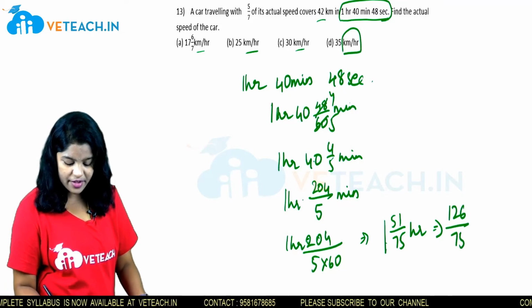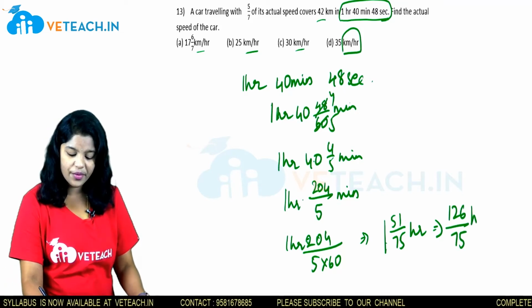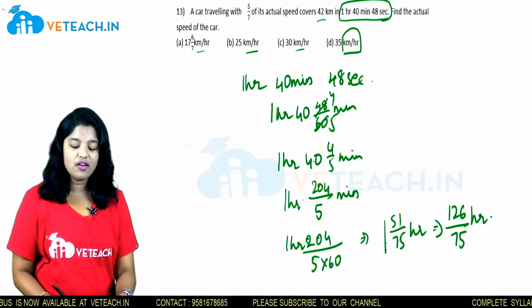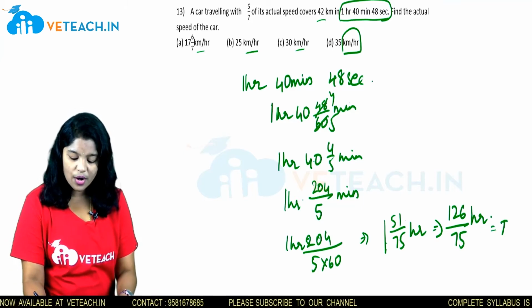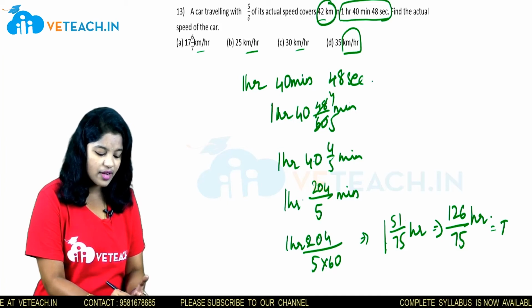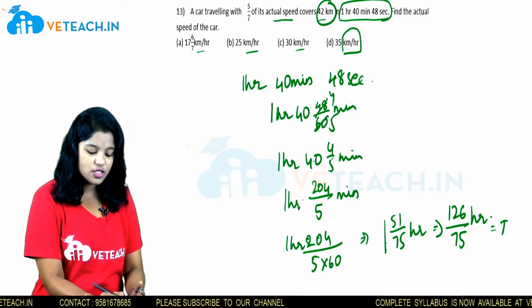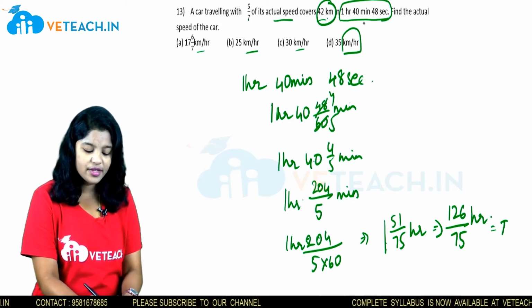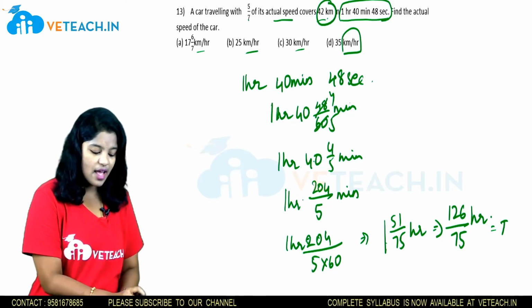126 by 75. Okay, that's 126 by 75 hours. So the total time is 126 by 75 hours. Here they have given distance, and at 5 by 7th of the actual speed it covers 42 kilometers in the given time. Find the actual speed.